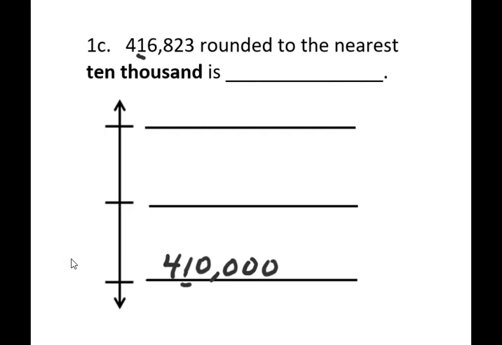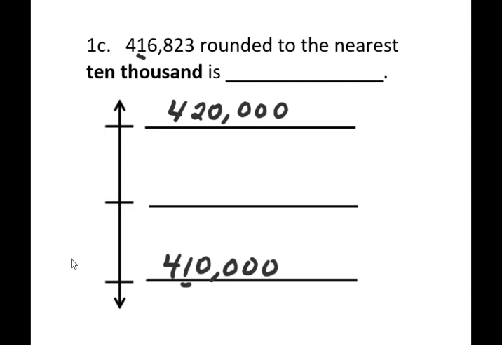Now, to find my top number, I'm going to add another 10,000. So instead of 410,000, I'll now have 420,000. So that's the tricky part in this question. We still have to focus on the 10,000s place to find our beginning and ending numbers.